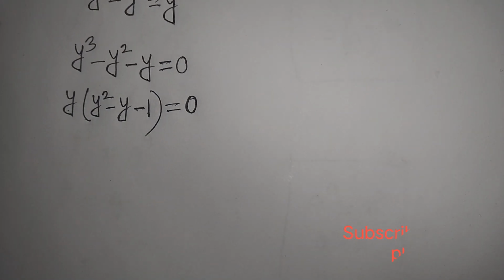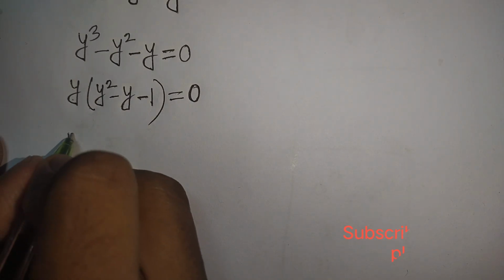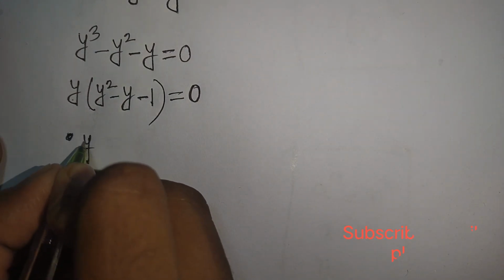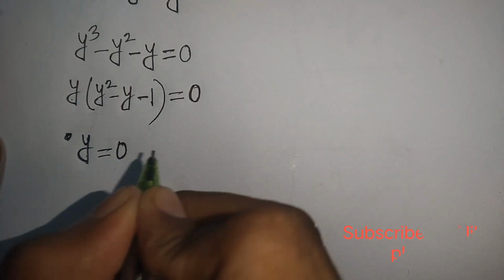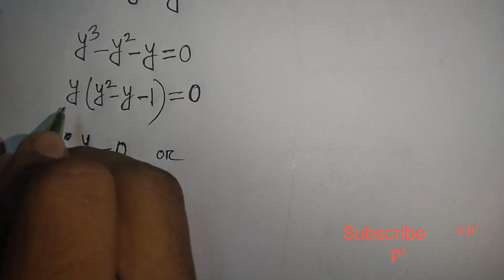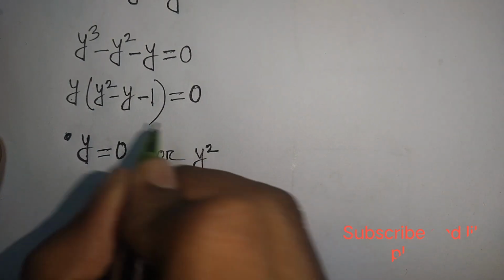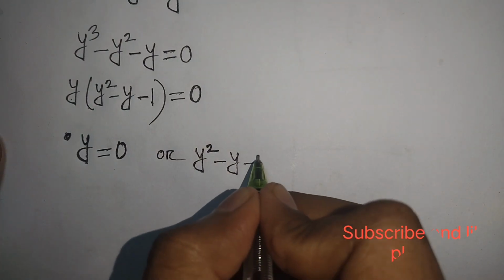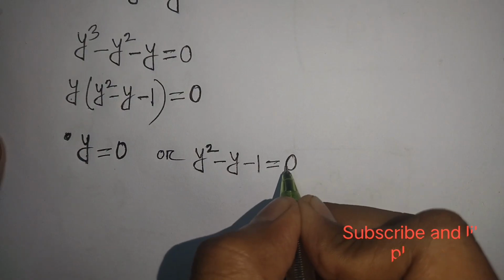Now I can write here y is equal to 0, or y square minus y minus 1 is equal to 0.